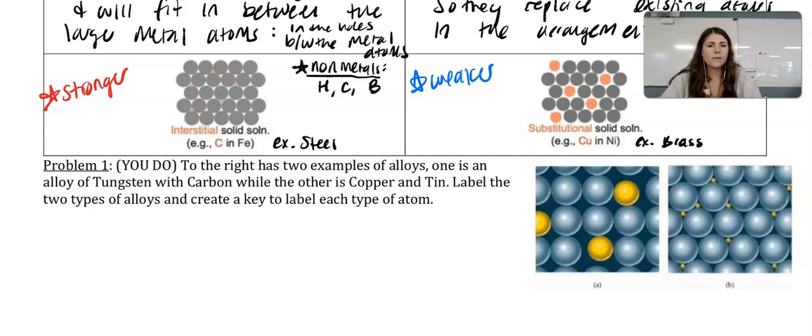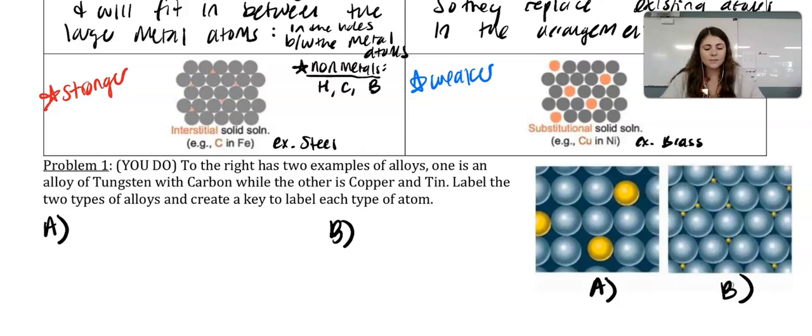All right, so what I would like for you to do right now is pause the video and try this out yourself. So let's talk about this example. To the right, we have two examples of alloys. One is going to be an alloy of tungsten with carbon, while the other is copper and tin. Label the two types of alloys and create a key to label each type of atom.